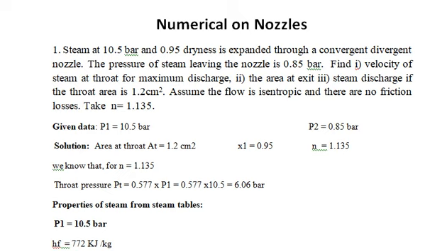Second, the area at exit. Third, the steam discharge if the throat area is 1.2 centimeter square. Assume the flow is isentropic and there are no friction losses. Take n equal to 1.135.